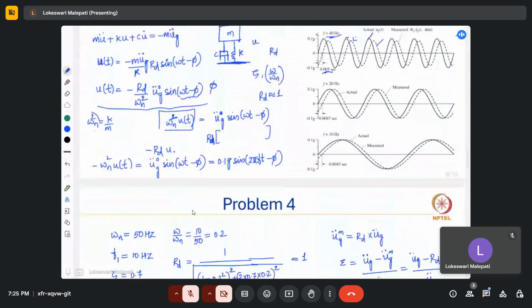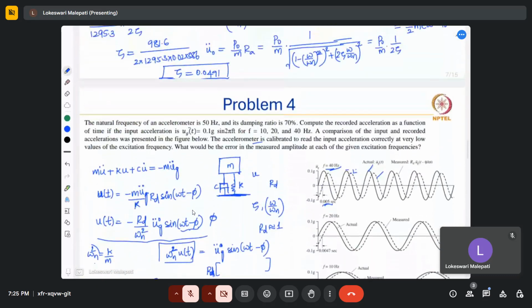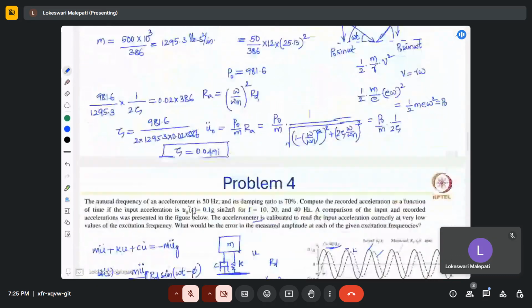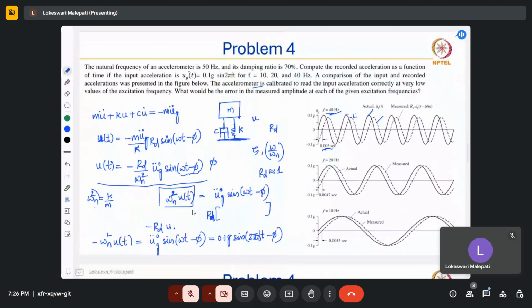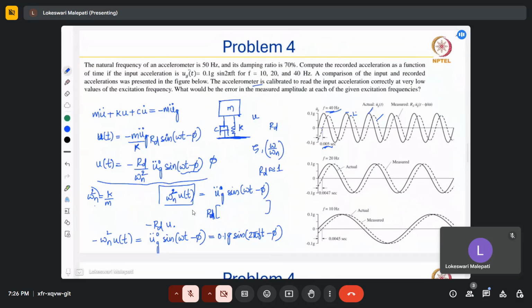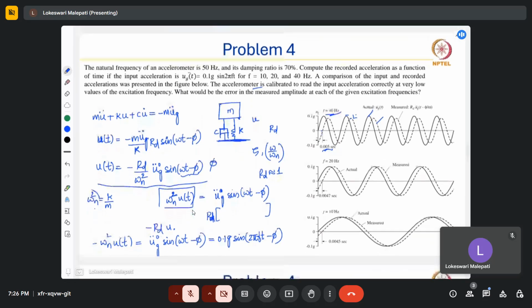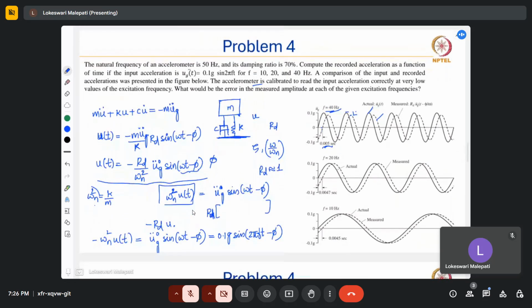This is about these accelerometers. I think there are actually different types of accelerometers, piezoelectric based and optical and so on. Those things are classified based on how this relative displacement is sensed. Yeah, this is something about the accelerometers.